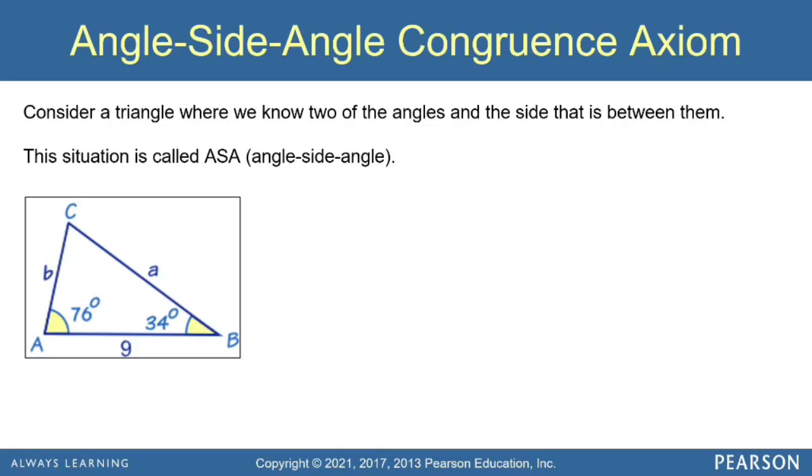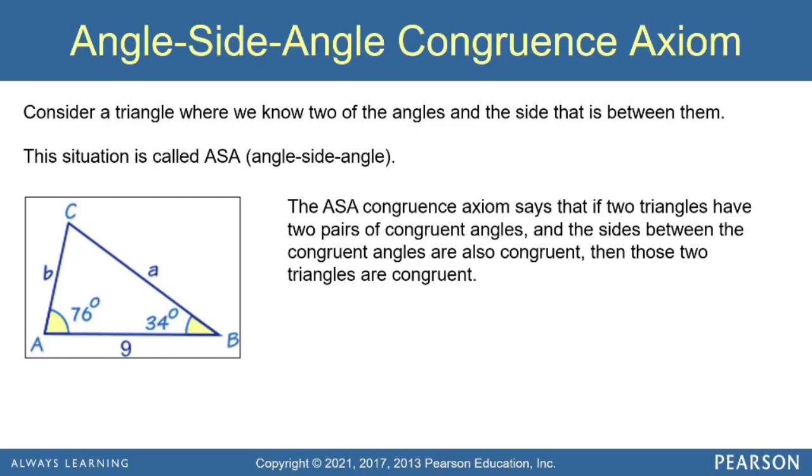So think about a triangle where we know two of the angles and the side that's between them. It would look something like this. So in this diagram, we know two of the angles and we have a value for the side between those two angles. This situation is called ASA, or angle-side-angle, and you can see why. ASA. So the ASA congruence axiom says that if two triangles have two pairs of congruent angles and the sides between those congruent angles are also congruent, then those two triangles are congruent.